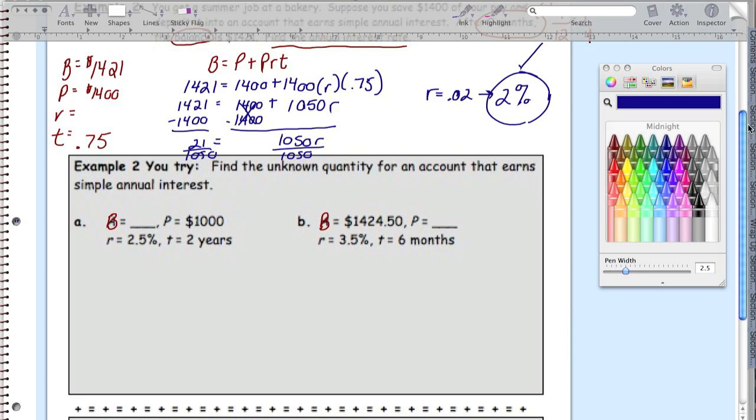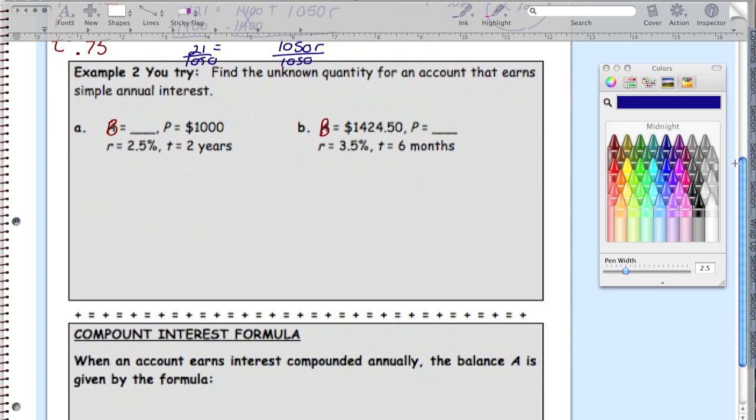Let's try example 2. Okay, I changed those to b's. It says find the unknown quantity for an account that earns simple annual interest. So our formula is b equals p plus PRT. Substituting in what we know. Here, they're telling us p is 1,000. R is 2.5%, so that's 0.025. And t is 2 years.